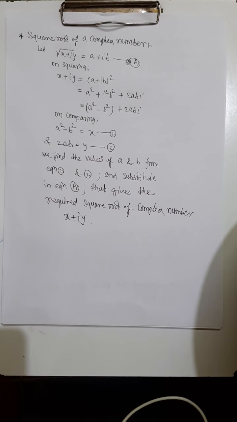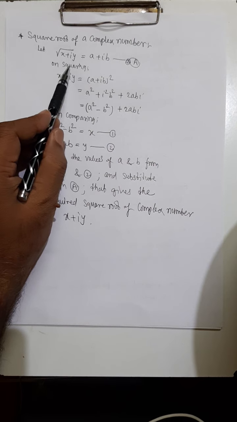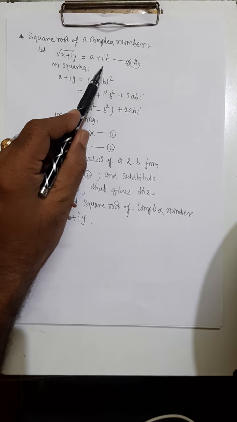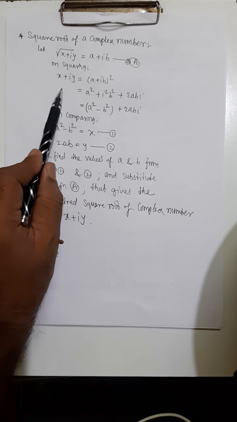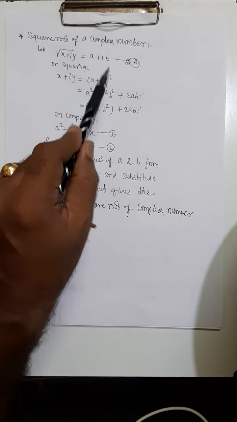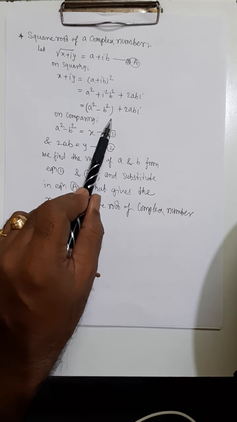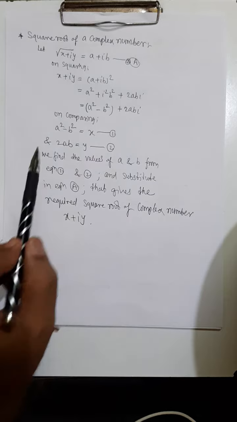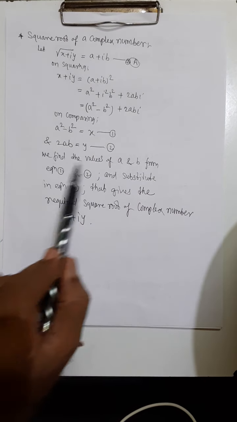Okay, so in this way we can find square root of given complex number. First step, we write square root of given complex number. We suppose that is equal to a plus ib. Then squaring both sides, we get x plus iy on the left side. After squaring on right side, we get a square minus b square plus 2abi. Then comparing both sides, equate real part equal to real part, imaginary part equal to imaginary part.